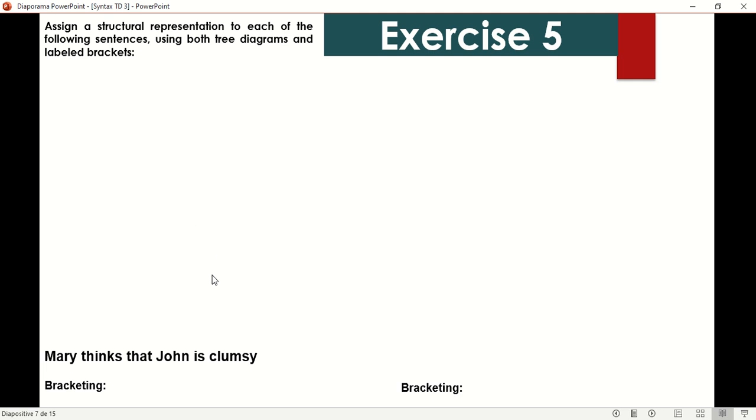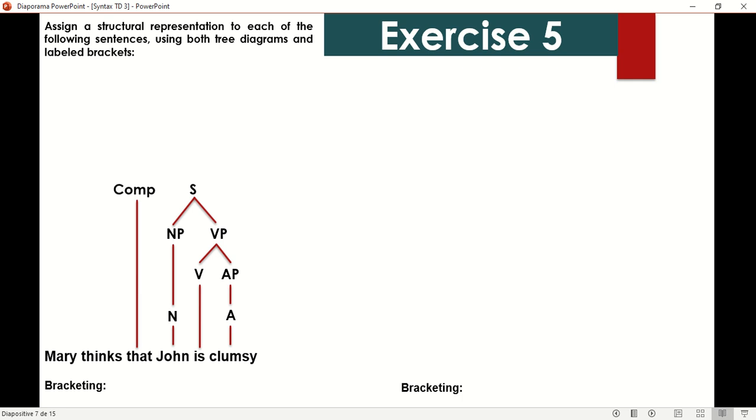Once you do this, it would be easy to draw both the tree and do bracketing. So clumsy is an adjective amounting to an adjectival phrase. Is is a verb. Together they make the verb phrase. Then John is a noun amounting to a noun phrase. Together they make the embedded sentence. This sentence is introduced by a complementizer. Whenever we have comp plus S, they make the S bar.